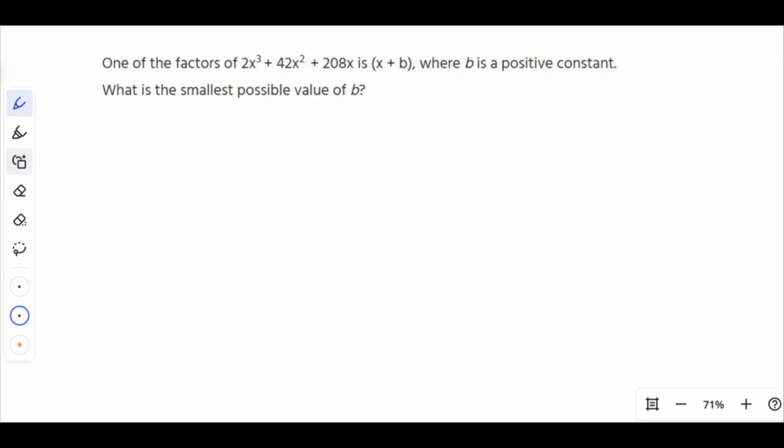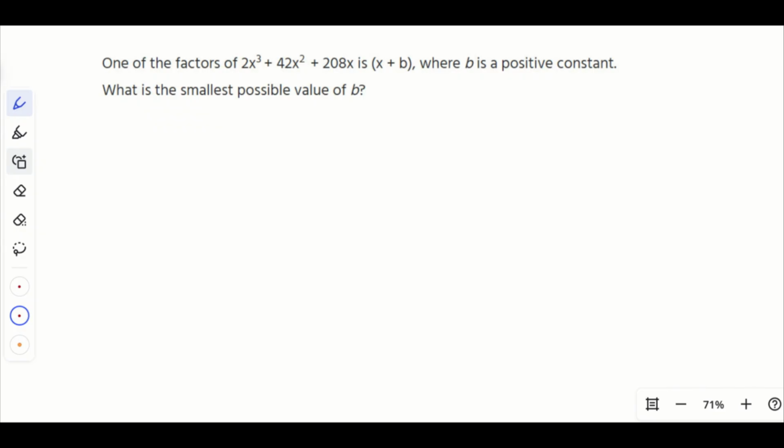Check the question first. One of the factors of 2x cubed plus 42x squared plus 208x is x plus b, where b is a positive constant. And what is the smallest possible value of b? That is what we have to find. So let's see how to solve this question.